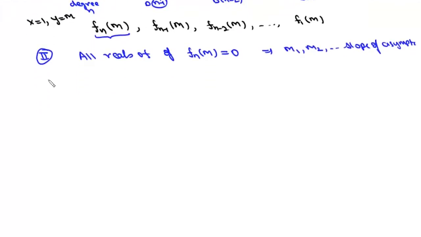Now we need to find the intercept of the asymptote, but this intercept depends on whether from the second step we get a repeated root or a non-repeated root. So in this third step, first we'll consider all those cases where m is a non-repeated root.